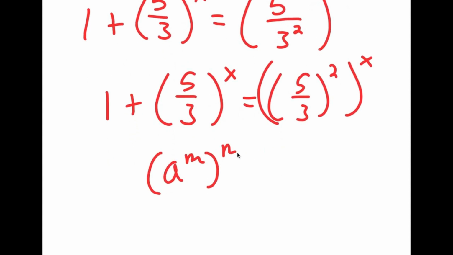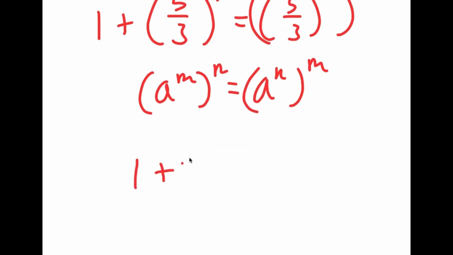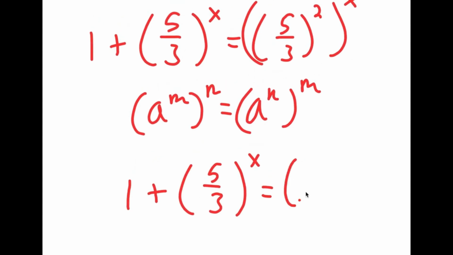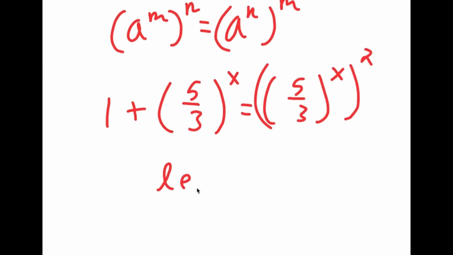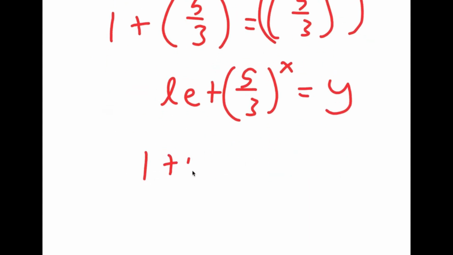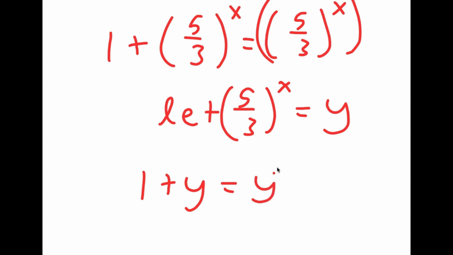Now if I have something of the form a to the power of m to the power of n, it's the same thing as a to the power of n to the power of m. So 5 over 3 squared to the power of x, that's the same thing as 5 over 3 to the power of x squared. Now I'm going to let 5 over 3 to the power of x equal the variable y. So I get 1 plus y is equal to y squared.